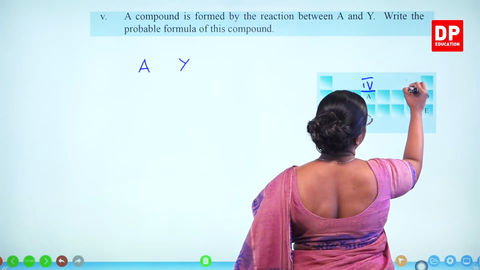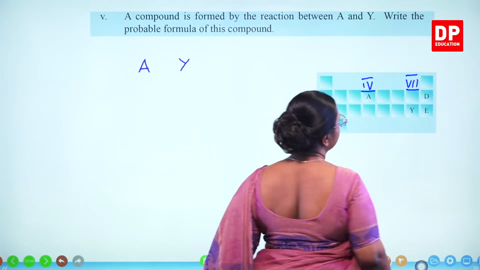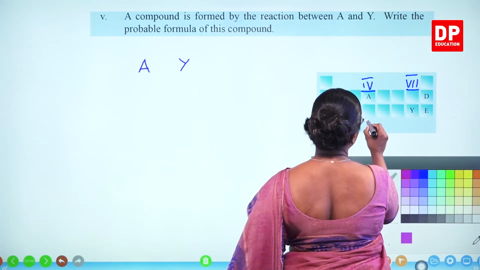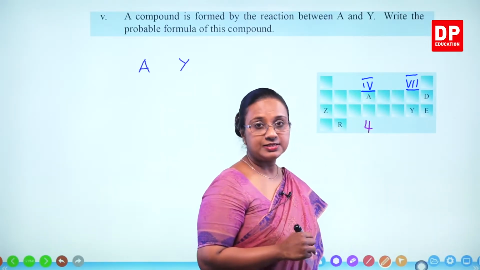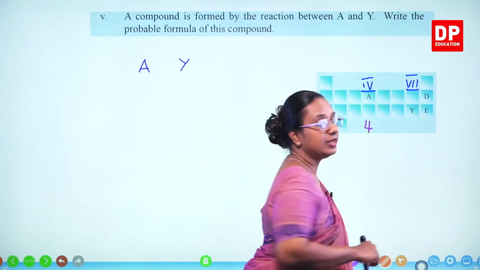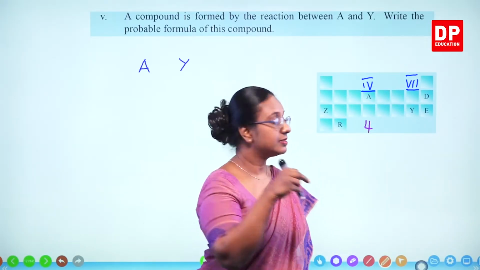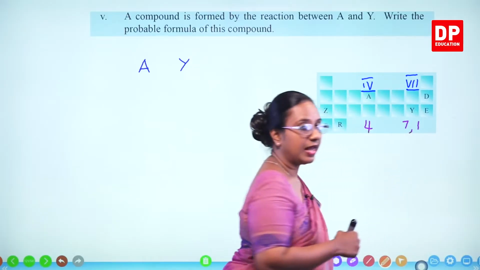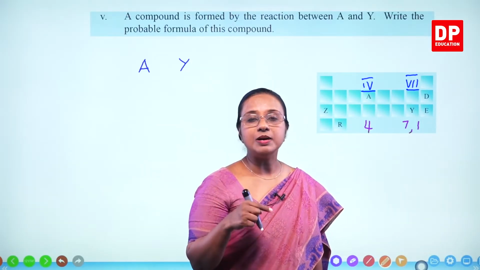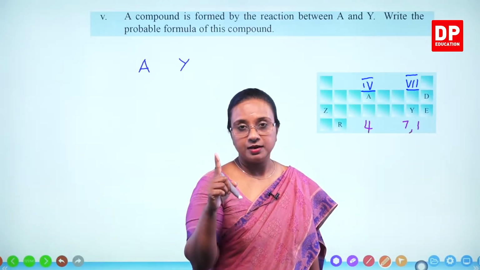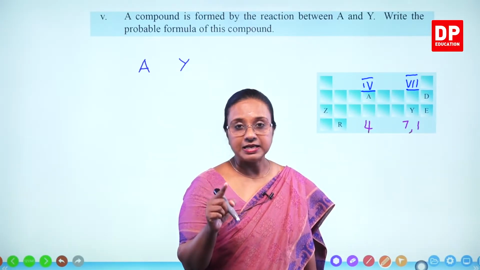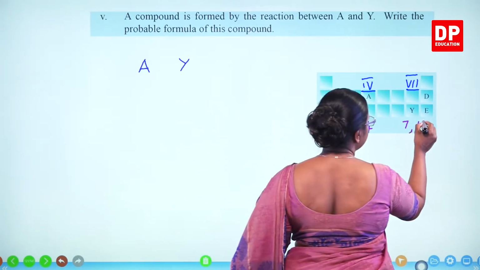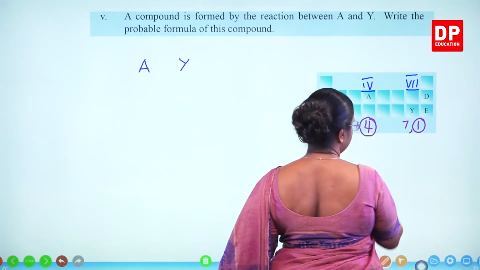5, 6, 7. Here the group number is group 7. So if I write down the valency values, this will have valency 4. Whereas Y will have 2 valencies, that is 7 and 1. Out of that, for us, we normally use valency as 1. Group number minus the number of valence electrons. That's 1. So we will take the valency as 1 and 4.